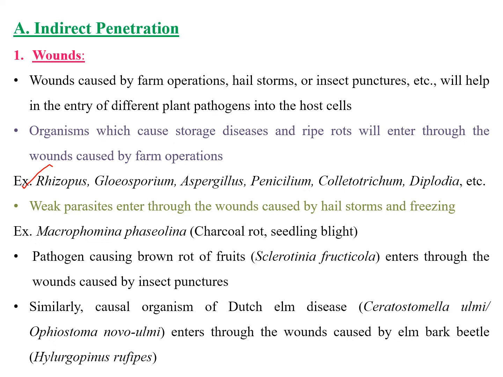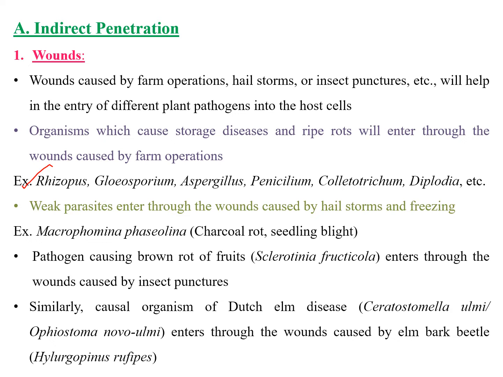These Aspergillus and Penicillium cause ripe rots and storage diseases in the fruit crops, and also Colletotrichum, Diplodia, etc. So these are the examples which can enter through the wounds. And then another example is Macrophomina phaseolina, which causes charcoal rot and seedling blight diseases. And another pathogen causing brown rot of fruits, Sclerotinia fructicola, enters through the wounds caused by insect punctures.